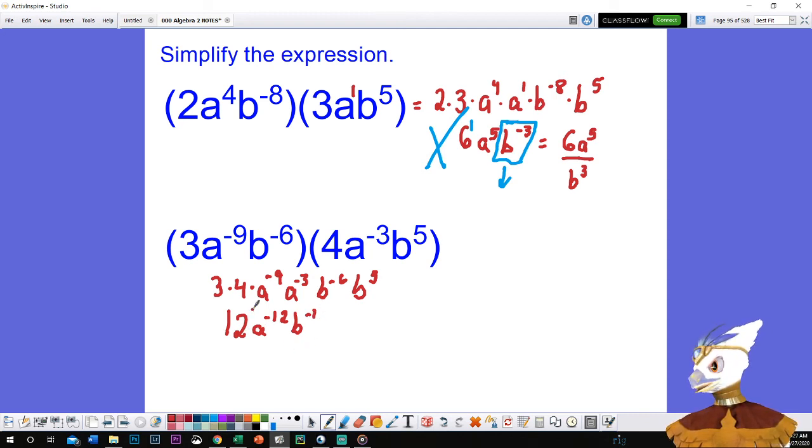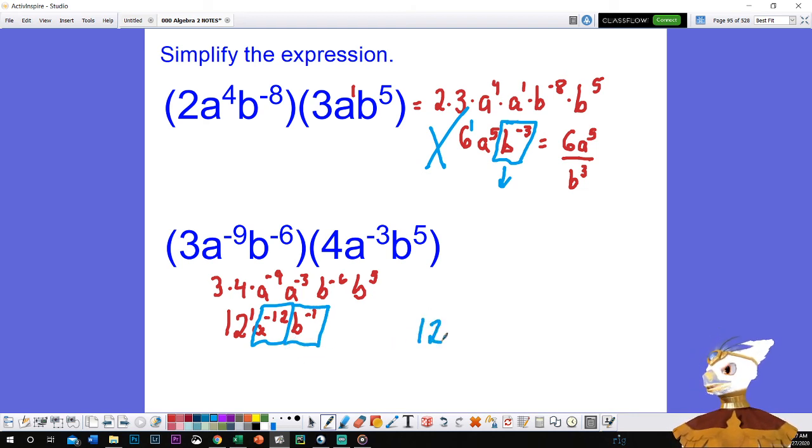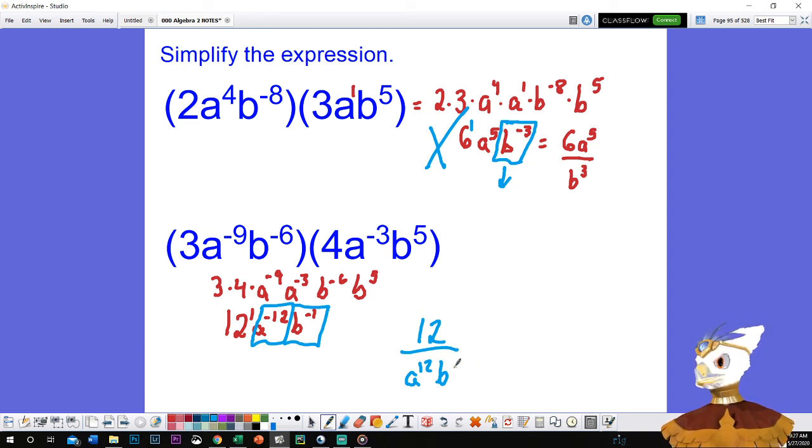Finally, who likes to move it? Well, that 12 does not, because he has a positive exponent. But you know who does? A and b. So 12 stays on top, a to the positive 12th on the bottom, and b to the negative first, or to the positive first on the bottom also. That negative 1 became a positive 1. If you want to put the 1 there, that's great.